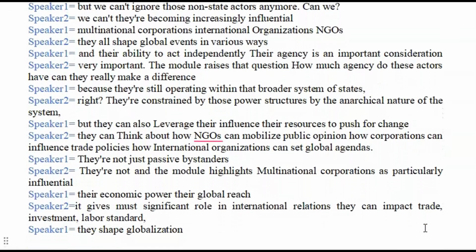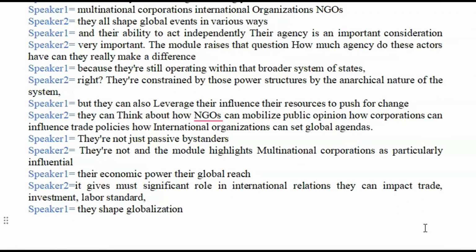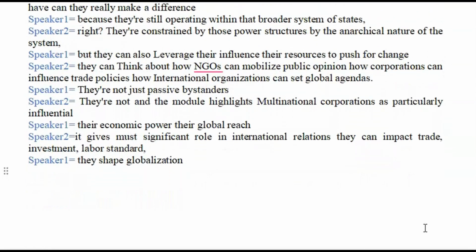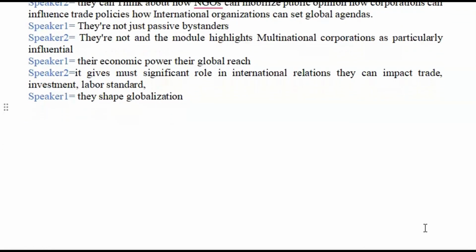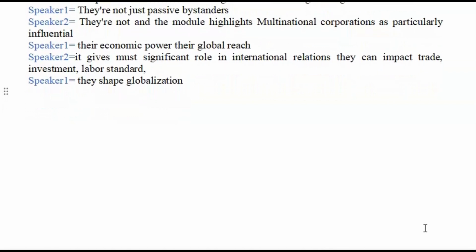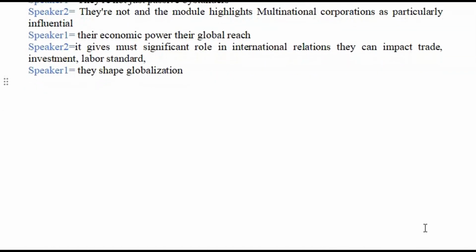Because they're still operating within that broader system of states? Right. They're constrained by those power structures, by the anarchical nature of the system. But they can also leverage their influence, their resources, to push for change. They can. Think about how NGOs can mobilize public opinion, how corporations can influence trade policies, how international organizations can set global agendas. They're not just passive bystanders. They're not. And the module highlights multinational corporations as particularly influential. Their economic power, their global reach. It gives them a significant role in international relations. They can impact trade, investment, labor standards. They're shaping globalization. They are.